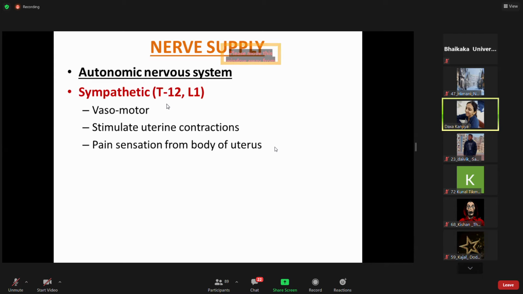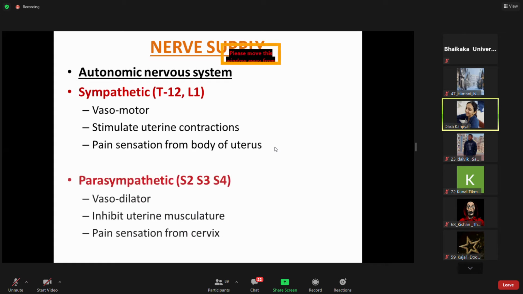So the sympathetic supply comes from T12 to L1, and it is vasomotor in function. It leads to constriction of blood vessels. It stimulates uterine contraction, and it will carry the painful sensation from the body of the uterus. The parasympathetic supply comes from S2, S3, and S4 segments, and its action is the reverse of the sympathetic. It is a vasodilator, and it inhibits the uterine musculature, and it will carry the painful sensation from the cervix.